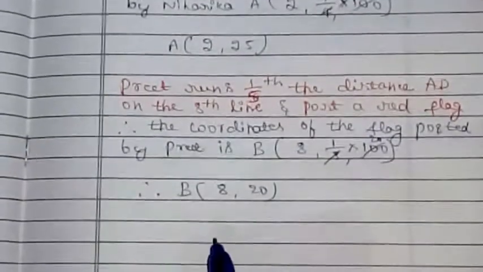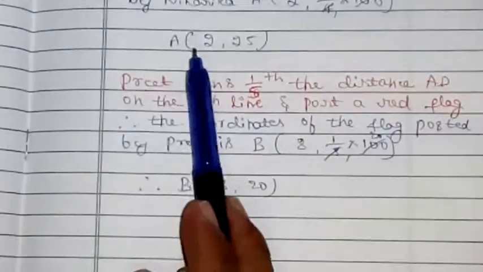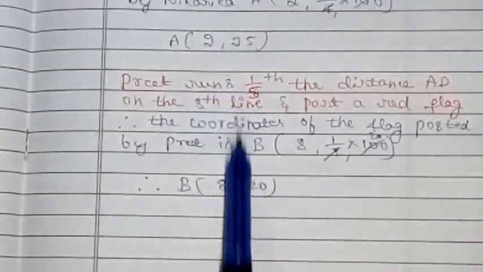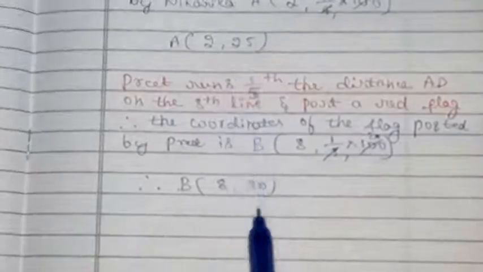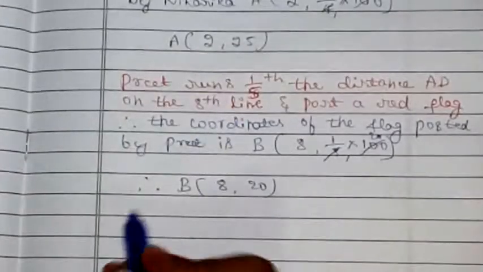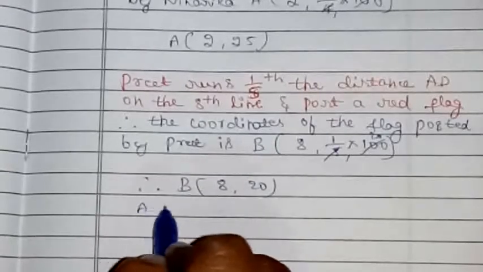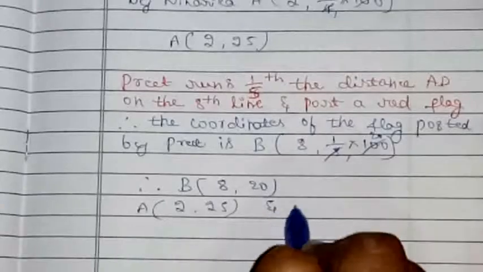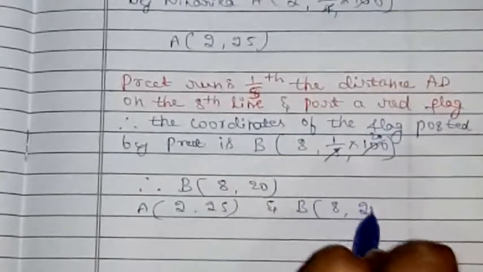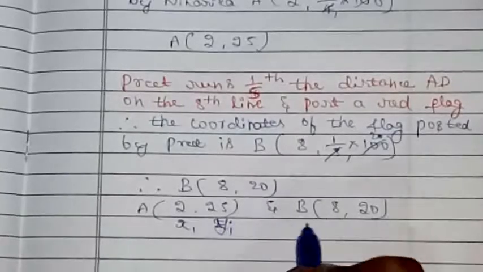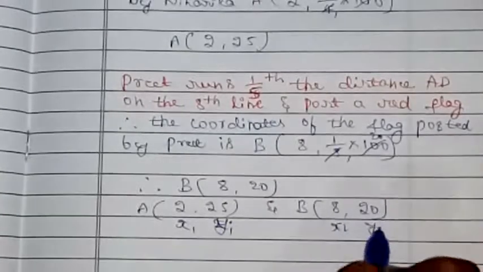So now you got the two coordinates, right? The A coordinates and the B coordinates. Now what they are asking in the question, you need to find the distance between these 2 flags, right? Now you have the coordinate points. By using a distance formula, find the distance between these 2 flags. For that I will write again the coordinate points. A of 2 comma 25 and B of 8 comma 20. As usual, write down this one as x1 y1 and this one as x2 y2, right children?